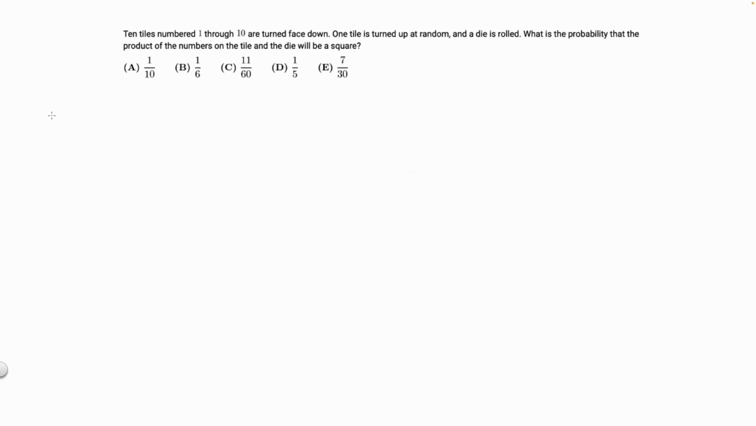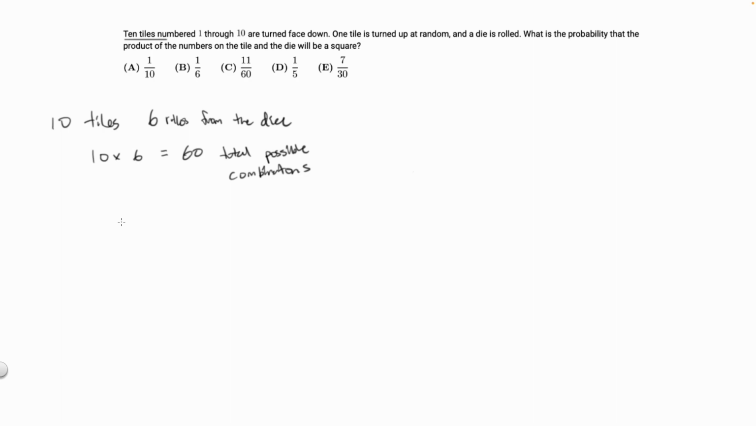So our first step is going to be that there are 10 tiles and we have 6 possible rolls from the dice. So we have 10 tiles and 6 rolls from the dice. And so from this we know that we have 10 times 6 equals 60 total possible combinations or outcomes. And next, our second step is going to be to identify the possible square products.